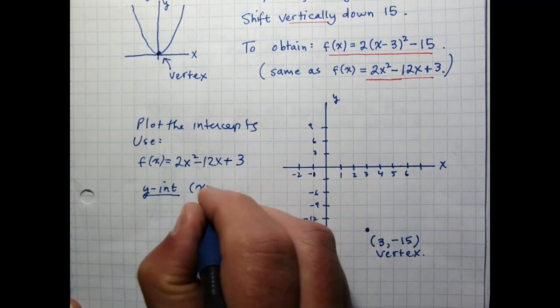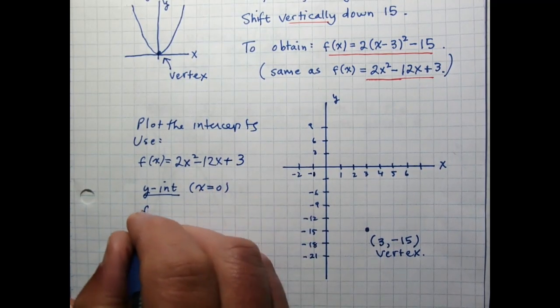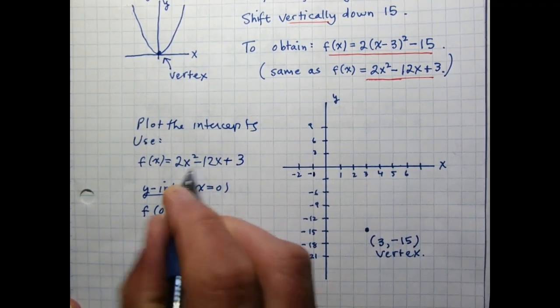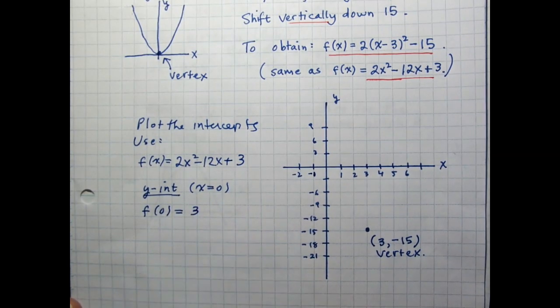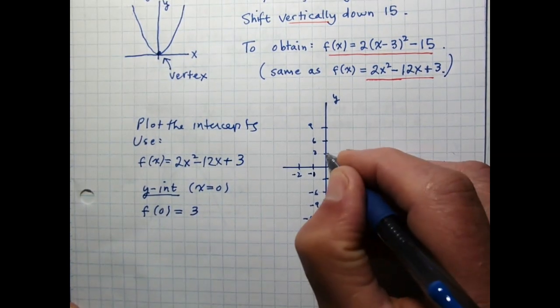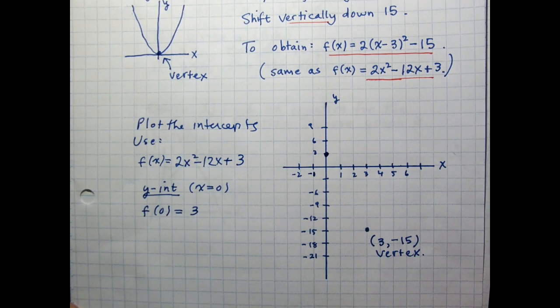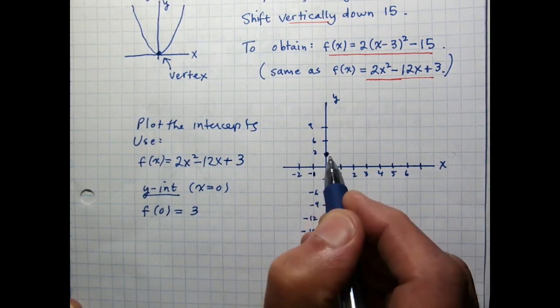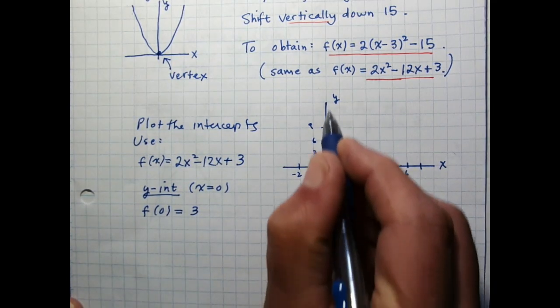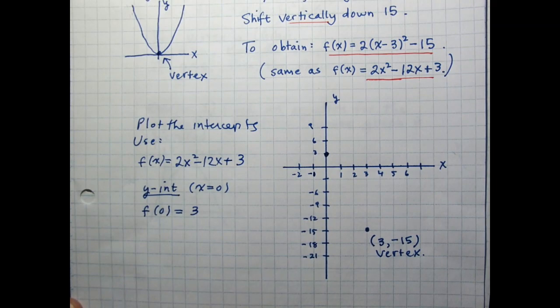The y-intercept is when x is equal to 0. F of 0 for this function is 3. So 0, 3 is a point on the graph. And I just marked it there because my scale counts by 3's on the y-axis.